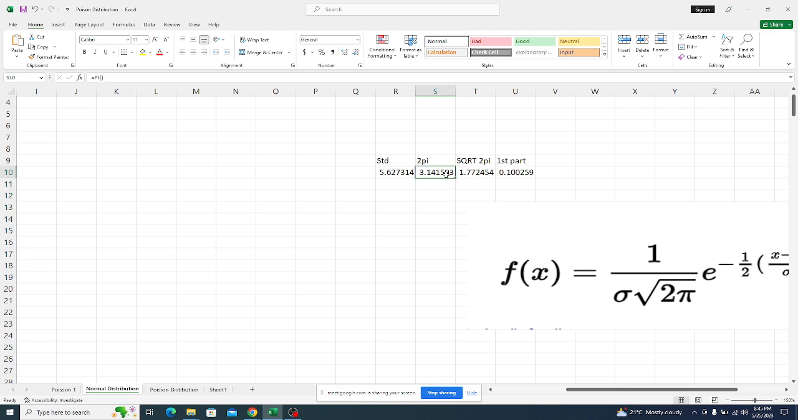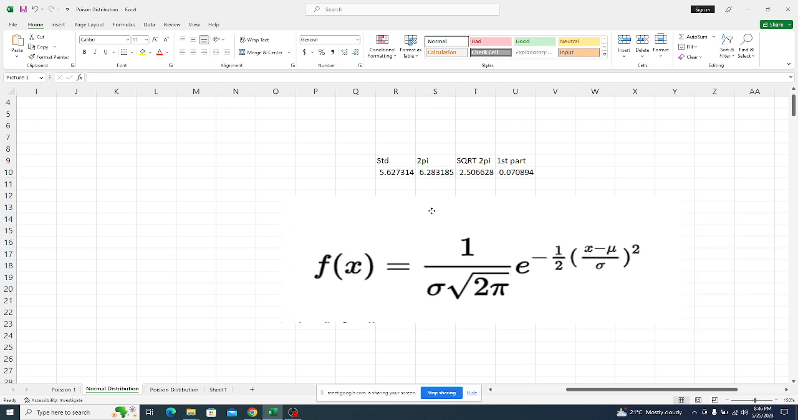Then after that, since you have that value, you can multiply it by 2 to make it 2 pi. Then do a square root. We have a square root function in Excel. You can now do the square root function of the first formula part.